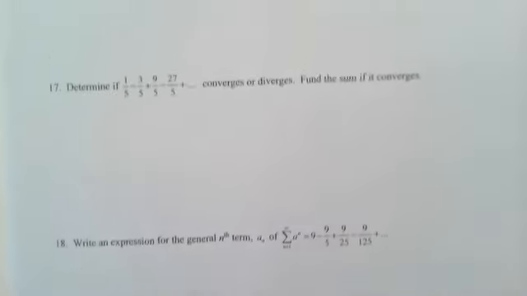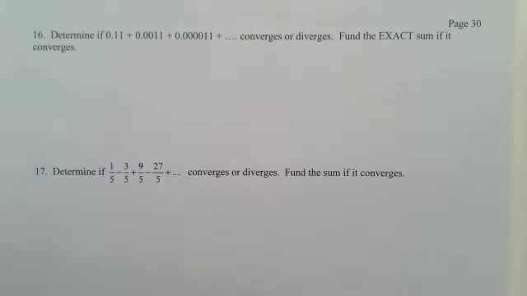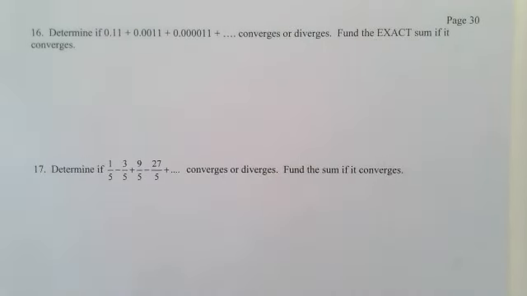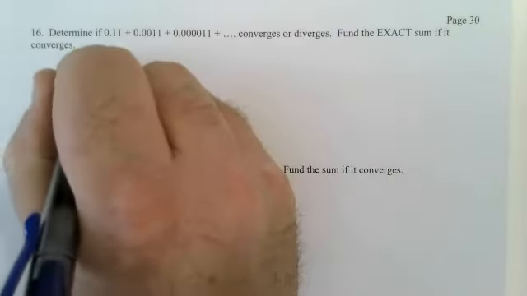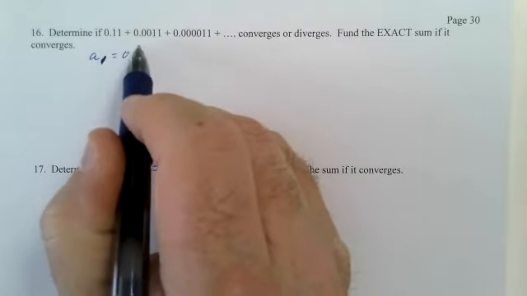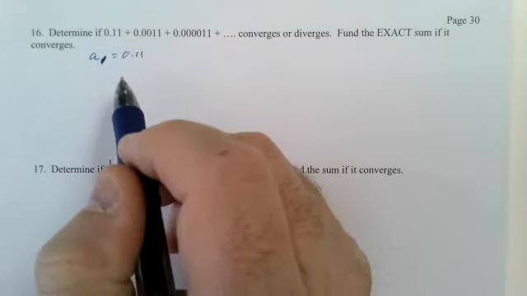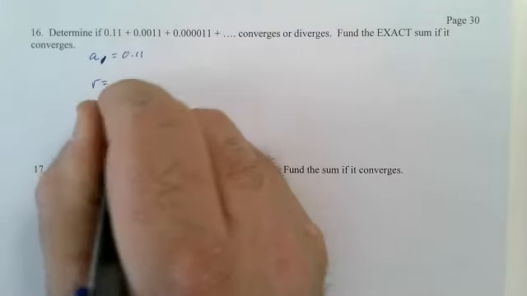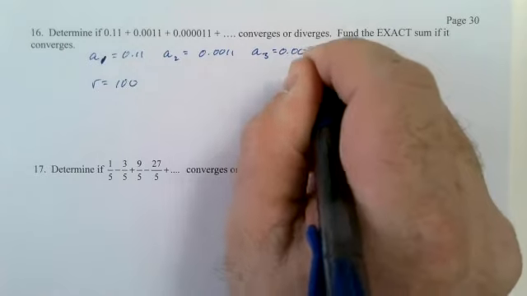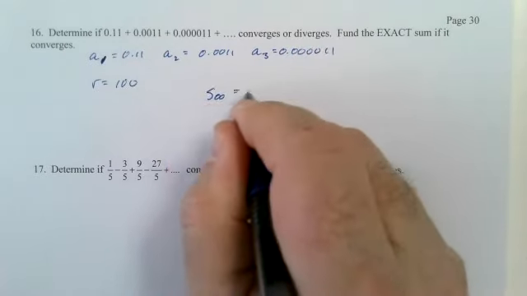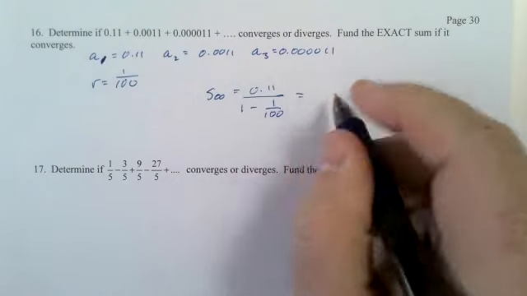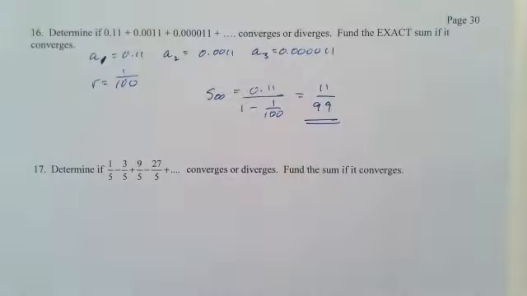One more. Determine if this converges or diverges, and if so, find the exact sum. For finding the exact sum, it's got to be geometric, and I believe we're looking at a first term of 0.11. And then each time you go 0.0011 again, so it's dividing by 100. So r is 1/100. So a2 is 0.0011 and a3 is 0.000011. Yeah, that works. So the sum of all of them is the first term over 1 minus 1/100. Blast it out with the calculator, 11/99.